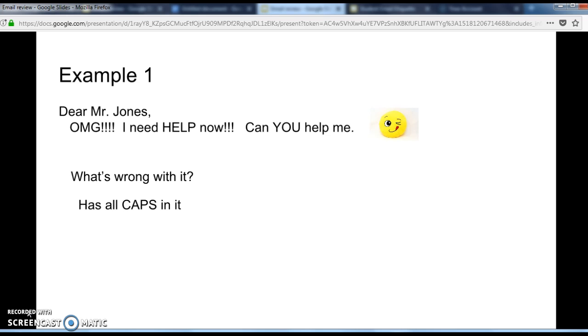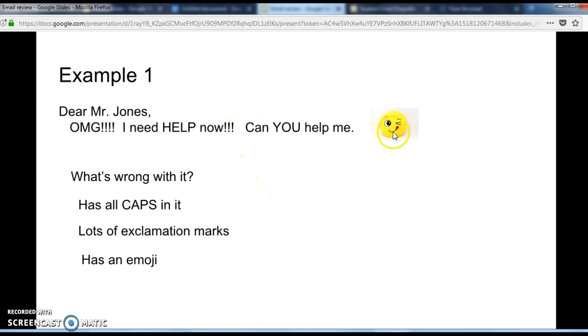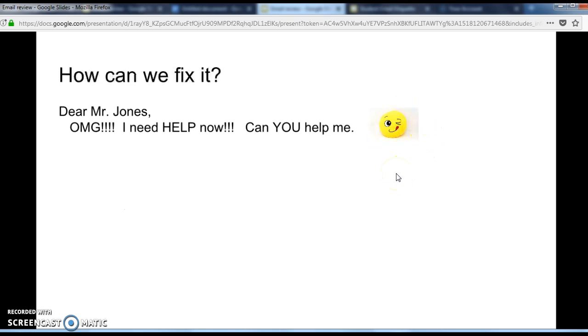Well, first off, it has all caps in it. It also has lots of exclamation points, like here and here. And it has an emoji. Okay? So how can we fix this email? I want you to think about, what is it that you would do to make this email better?